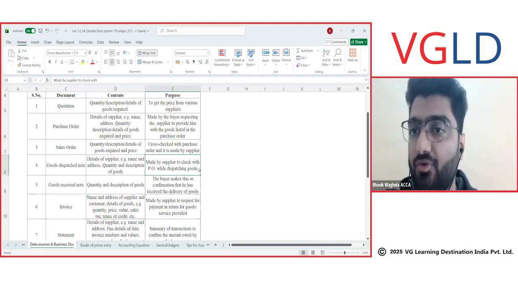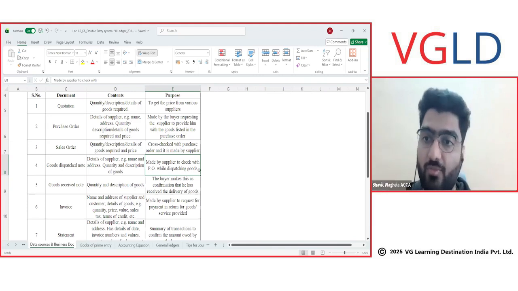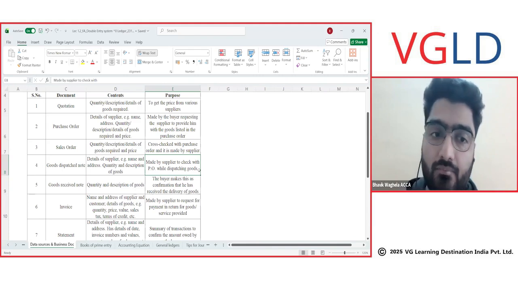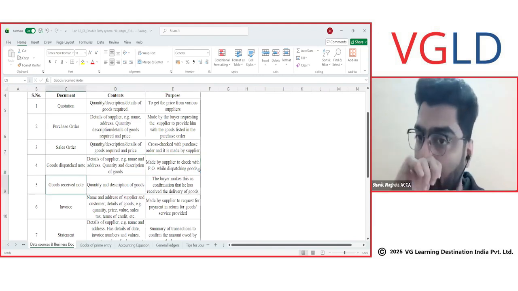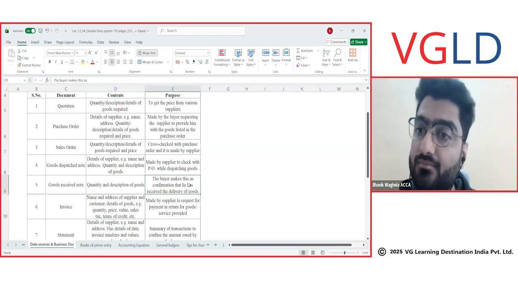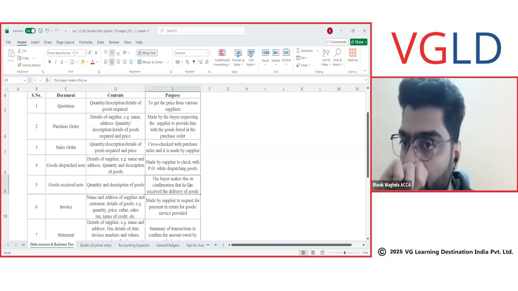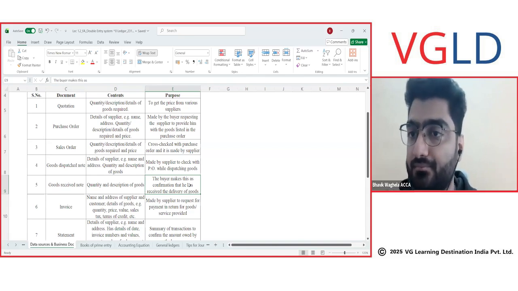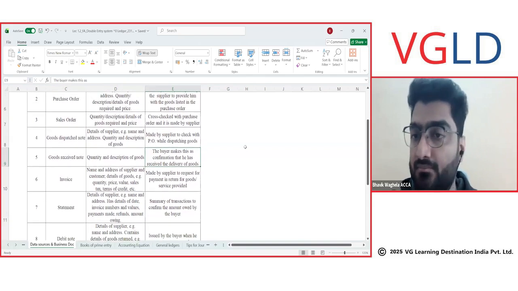So at the time of dispatching goods, we prepare a goods dispatch note, and this goods dispatch note should match with the purchase order. Then goods received note. My customer will then prepare a goods received note. This will include the quantity and description of goods. The buyer makes this as the confirmation that he has received the delivery of goods. Ideally, can I say both the goods dispatch note and the goods received note should match? Yes or no?